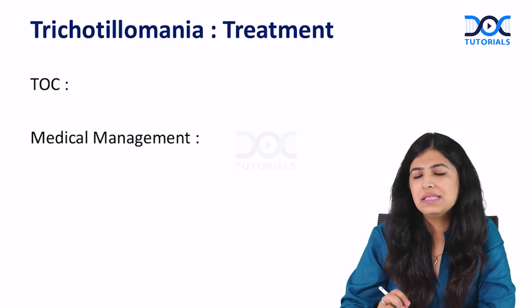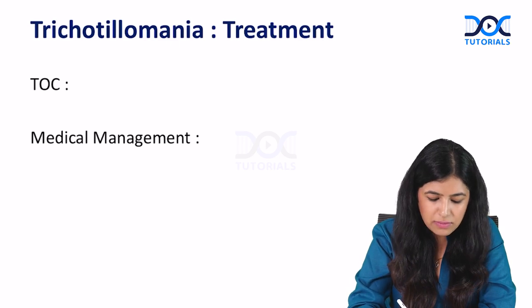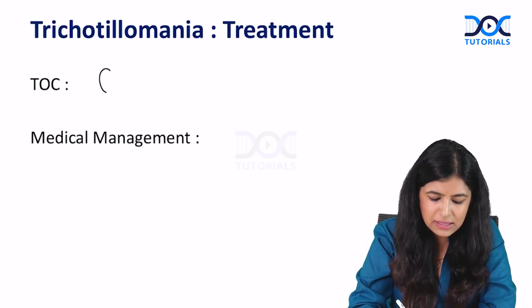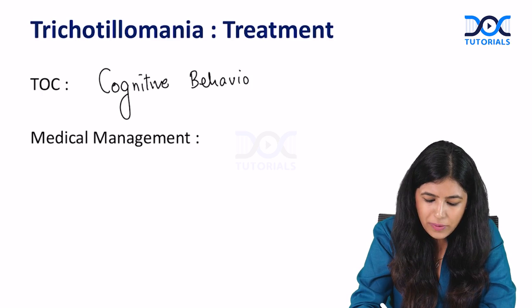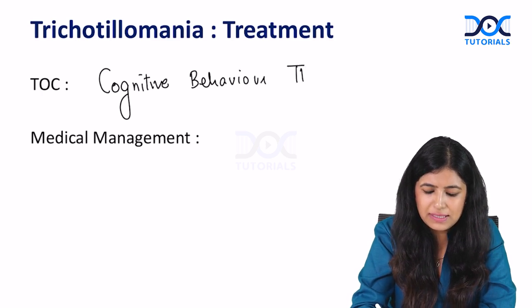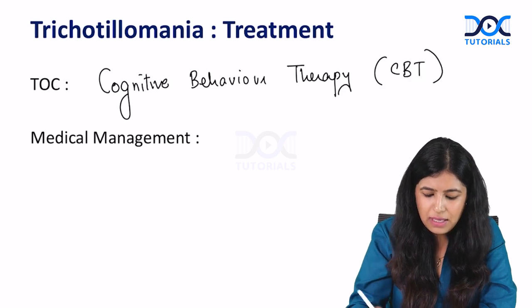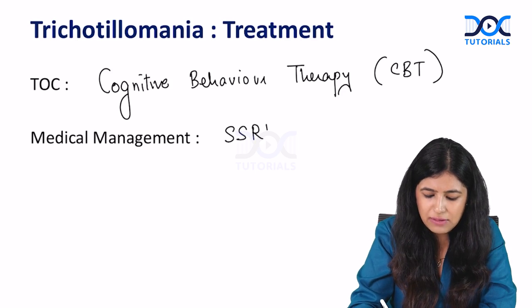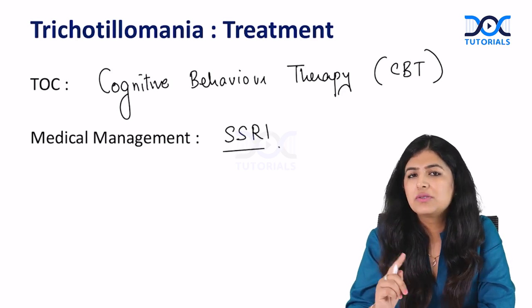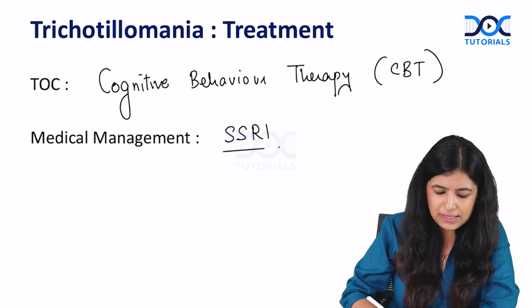Treatment of choice, since it is a psychiatric disorder, is also belonging to that category. It is cognitive behavior therapy. So the treatment of choice for trichotillomania is CBT, that is cognitive behavior therapy. When you have to use medicines, medical management of choice is done with SSRIs. Okay, so treatment of choice is CBT, but drug of choice is SSRIs.